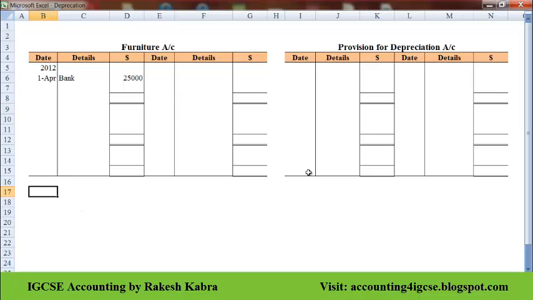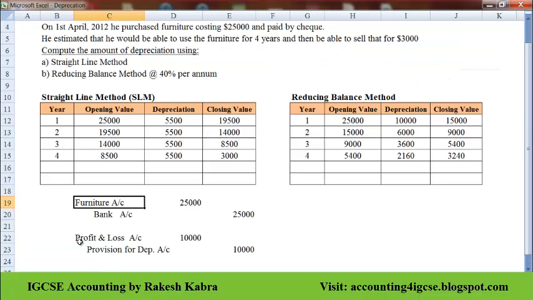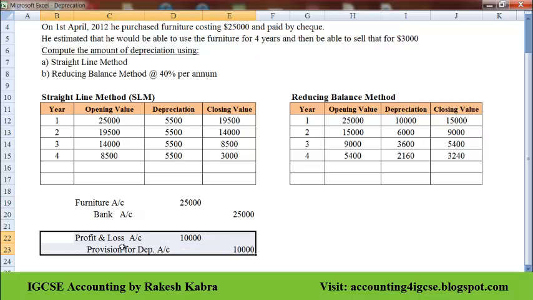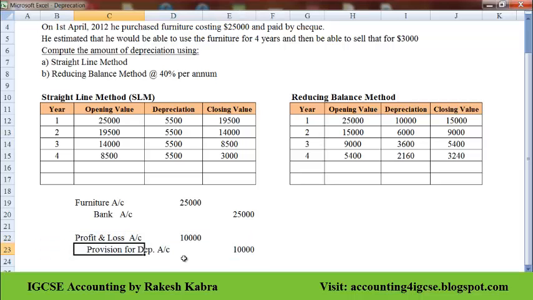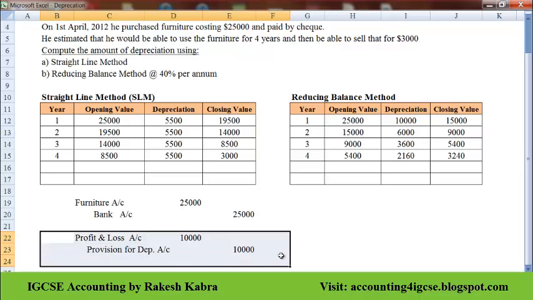Now see, at the end of the year, when will the year be over? The year will be over on 2013, 31st March, isn't it? This year started on April 1st, 2012, so the year will be over on 2013, 31st March. Agree? On this last date I pass the entry for the depreciation. Which entry did I pass? This is not the contra entry, this is the contra account actually. So I pass this entry now at the end of the year.